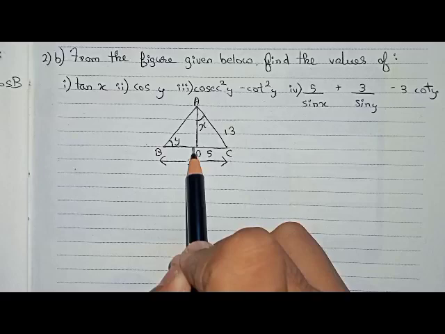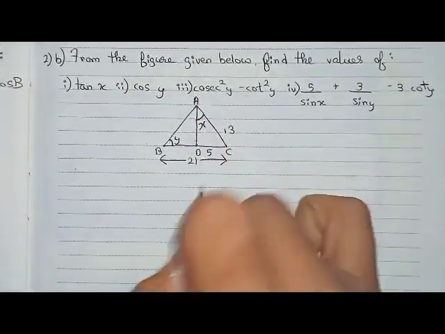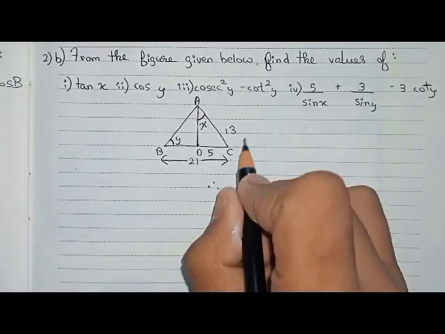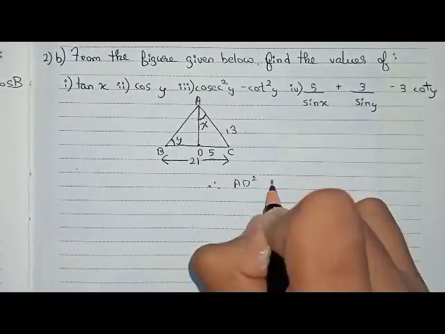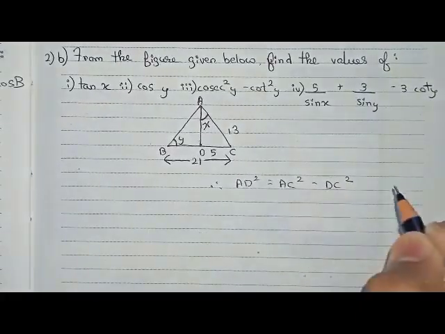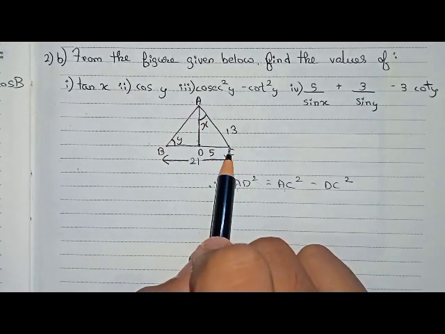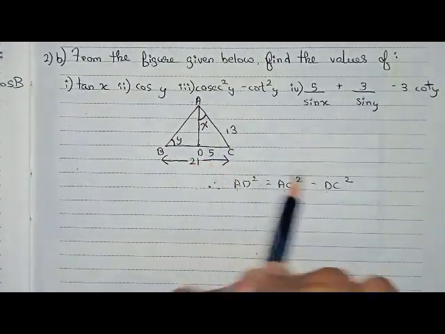First, in this triangle ADC, we can easily find this AD side. We are directly applying the formula, that is AD square is equal to AC square minus DC square. AD, that is the height, AC, that is the hypotenuse, and DC, that is the base.